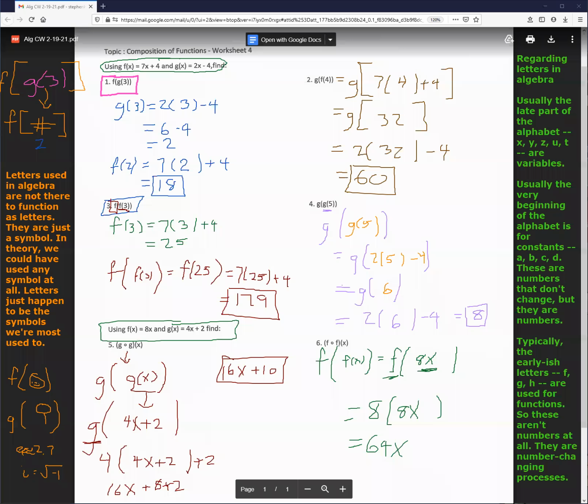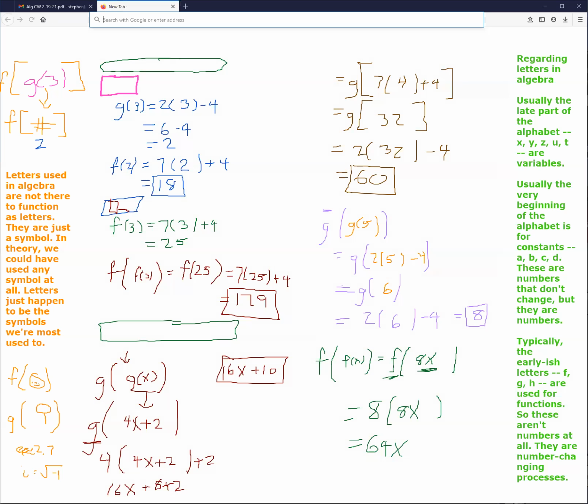So there is a run through of everything that would show up on this specific worksheet. Now, I feel like maybe it's worth going into this in a little more detail. So let's make up a few questions of our own here. Let's let f of x equal 2x plus 3. Let's let g of x equal 4x minus 5. And let's let h of x equal x squared minus x.